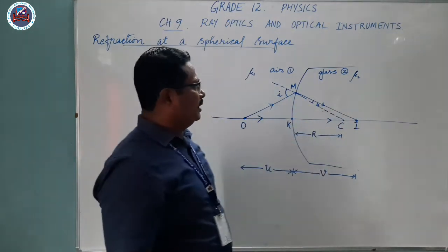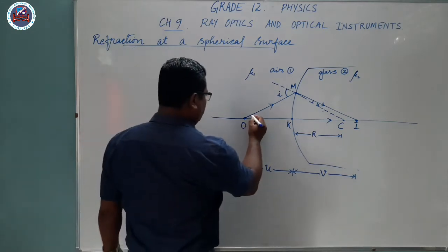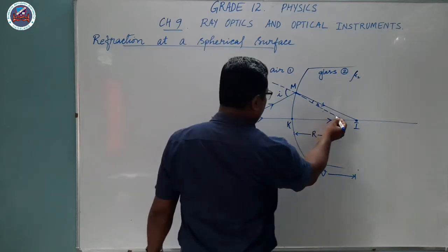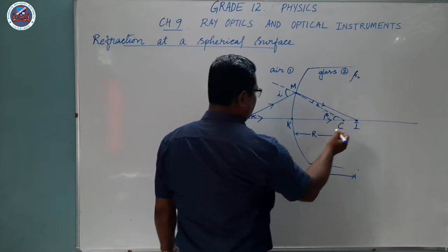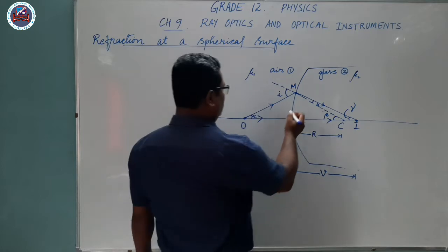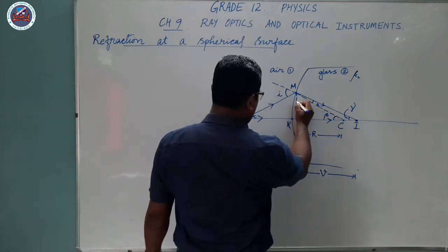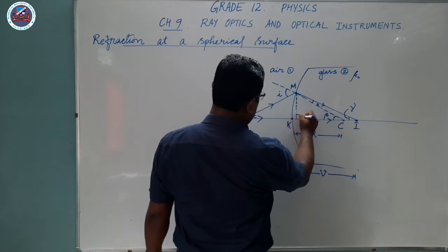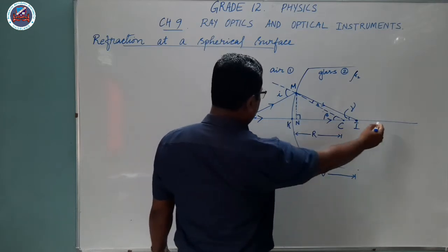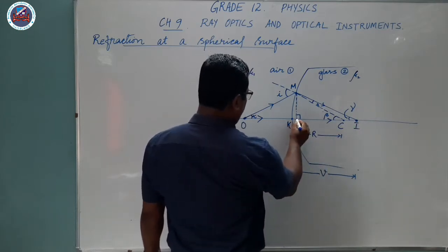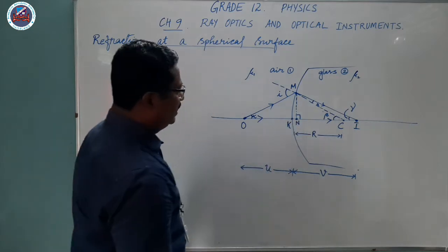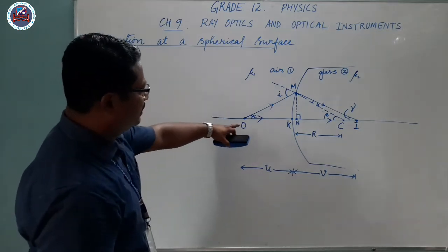To get the relation, we choose these angles for convenience. We mark this as alpha. This angle we mark as beta. This angle we mark as gamma. This angle is gamma. Now from this point M, if you drop a perpendicular line, let us say N, MN is perpendicular to the principal axis, that is OI. But this point N is very close to K. Ultimately at the end, this N will be replaced with K. So to start with, you can start like this.